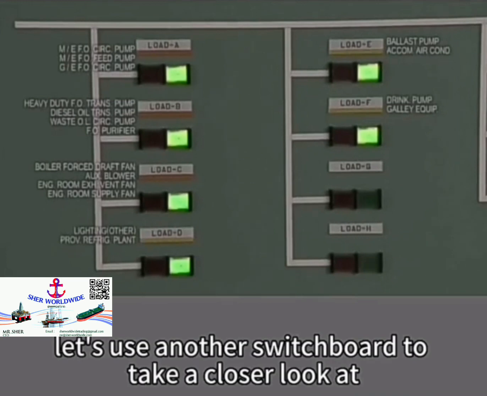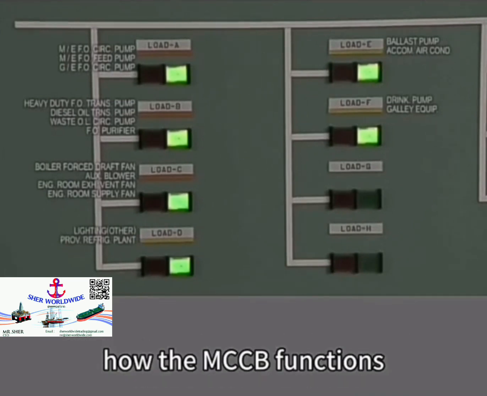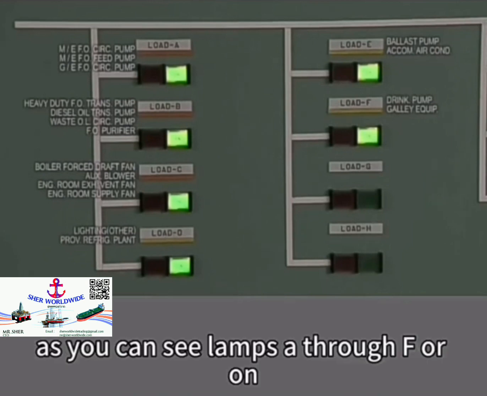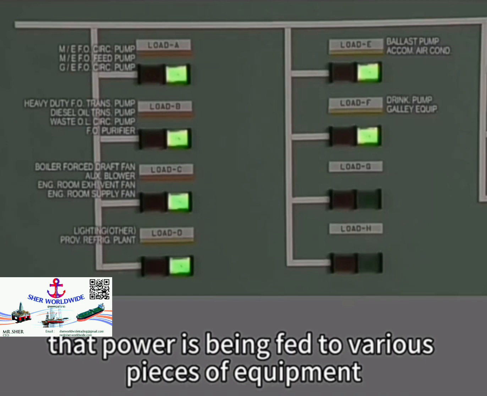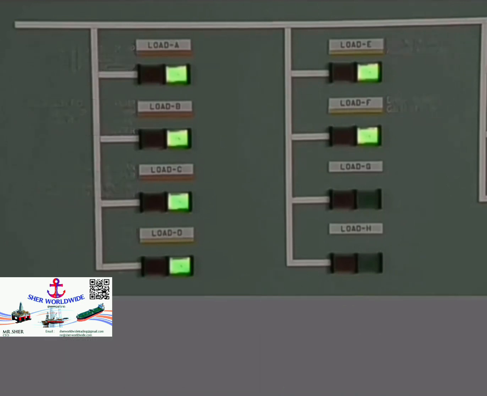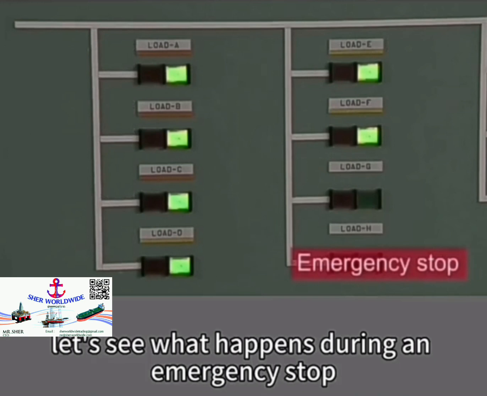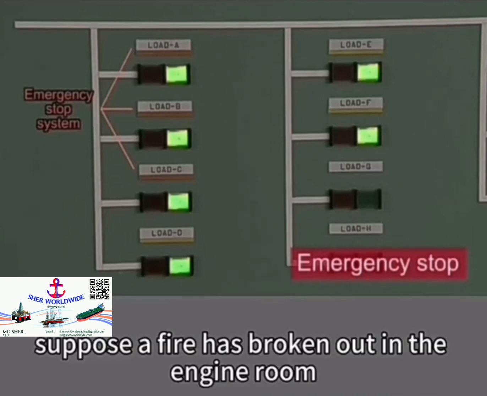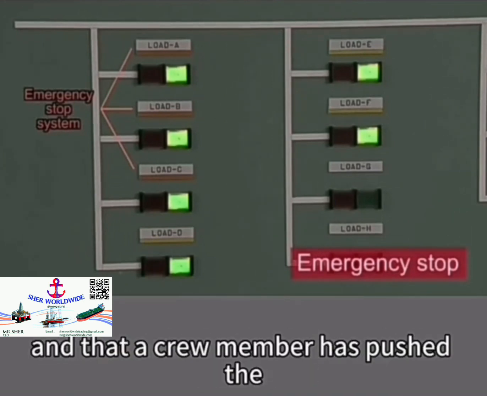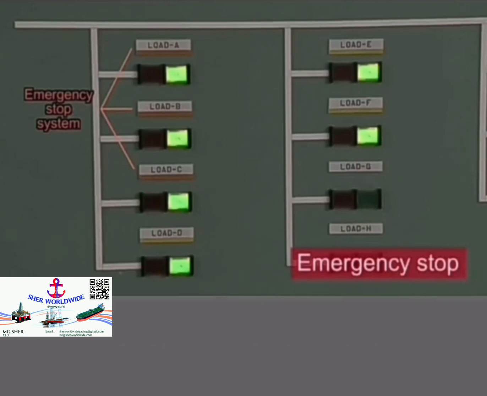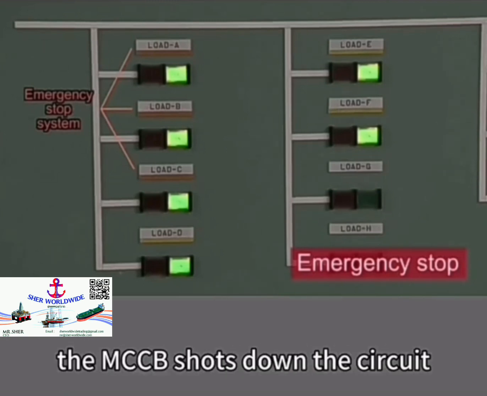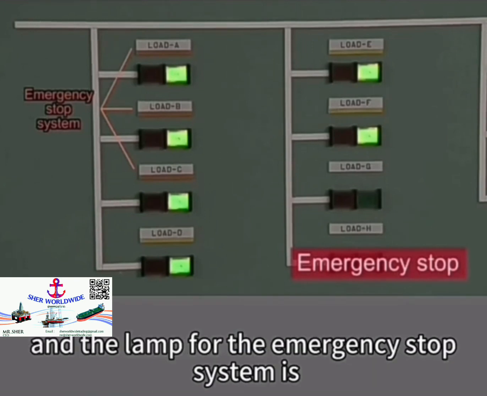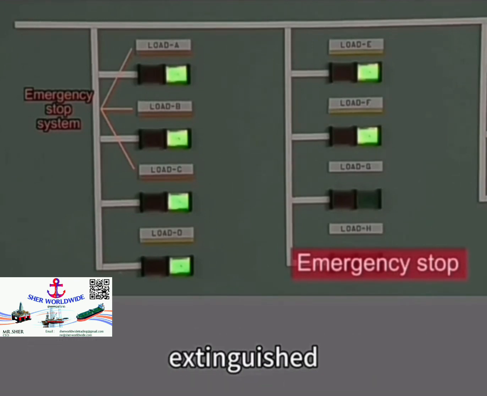Let's use another switchboard to take a closer look at how the MCCB functions. As you can see, lamps A through F are on, indicating that power is being fed to various pieces of equipment. Let's see what happens during an emergency stop. Suppose a fire has broken out in the engine room and that a crew member has pushed the emergency stop button. Upon receipt of this signal, the MCCB shuts down the circuit and the lamp for the emergency stop system is extinguished.